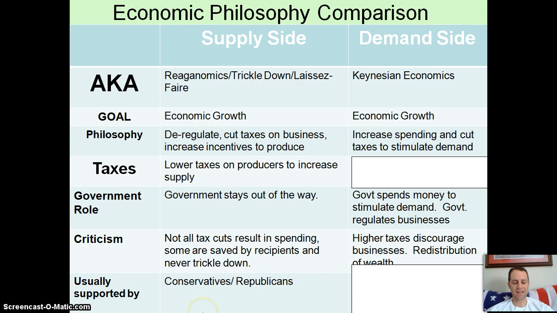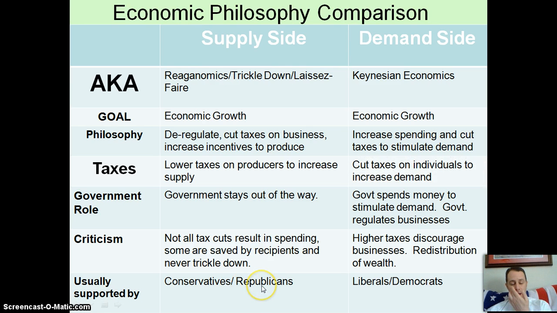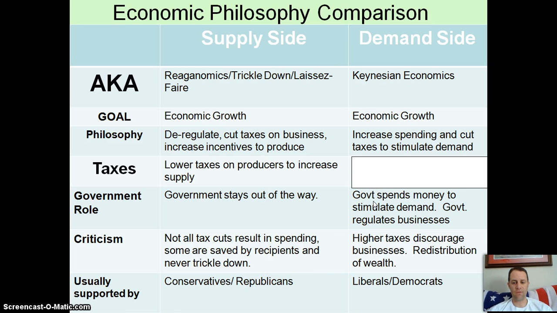Supply side economics is usually supported by conservatives, the Republican Party, as we know, and demand side economics is usually associated with liberals and Democrats. This one finally filled in: cut taxes on individuals to increase demand. So, we want to increase demand with demand side economics, and increase supply with supply side economics. They both have the same goal, growth.